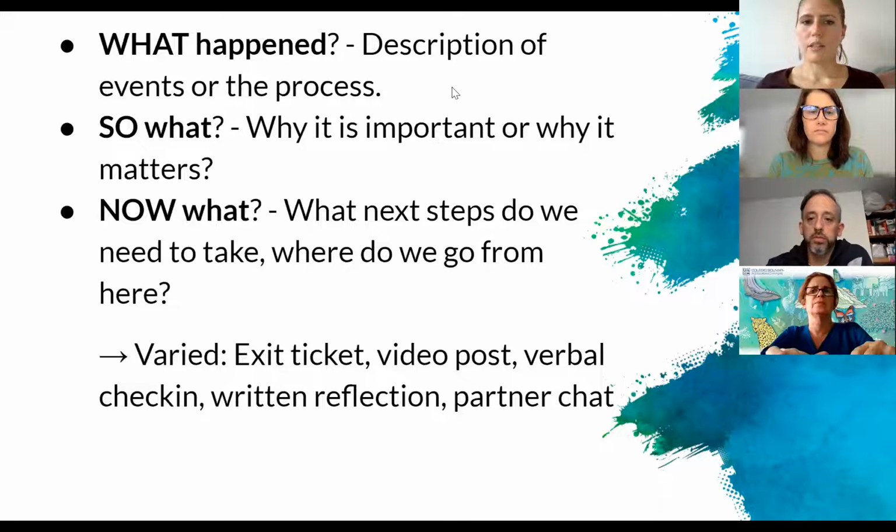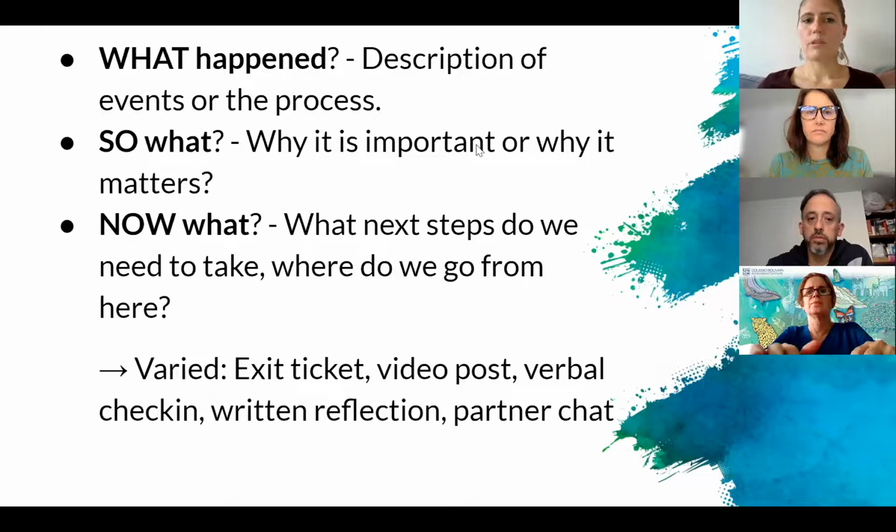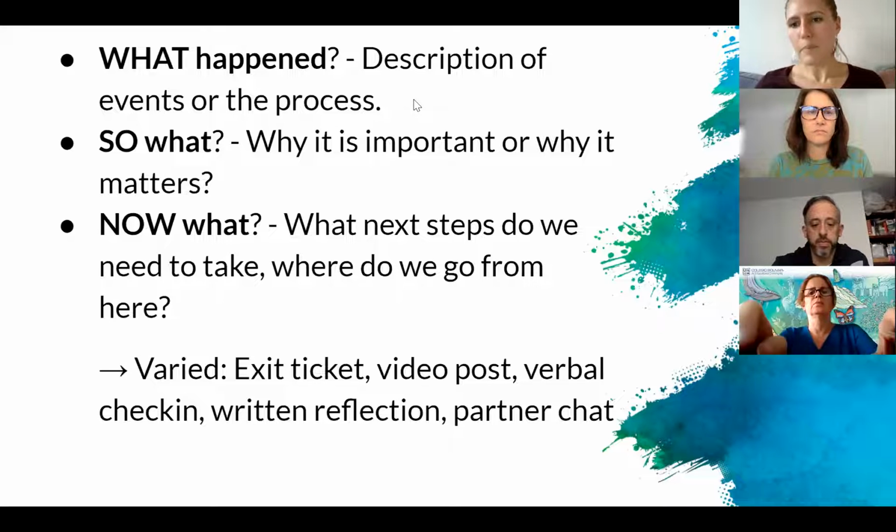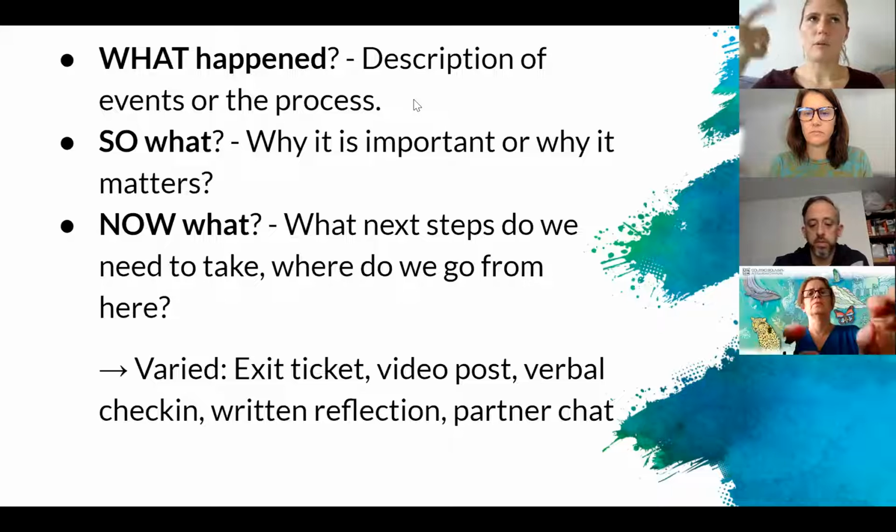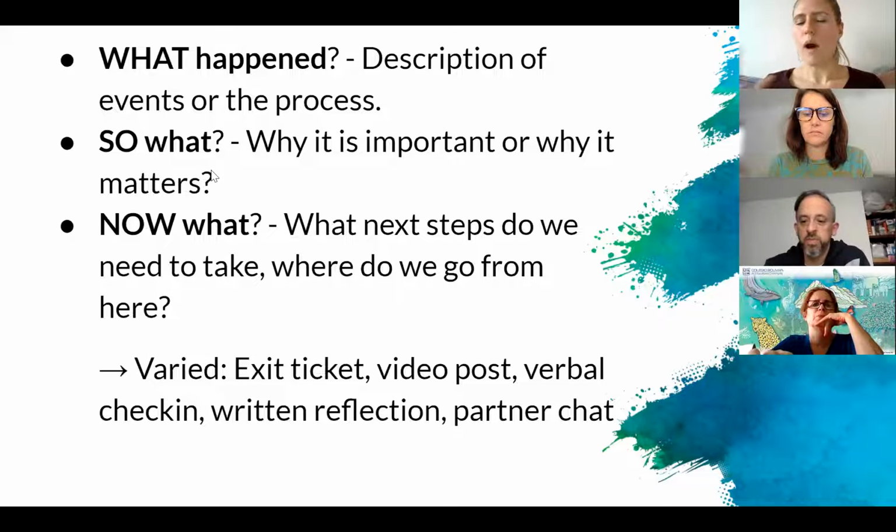So applying this, here's 3 possible types of reflection. There's a million types, but you could ask students to reflect on what happened. So think back and provide descriptions of the things that happened, reflecting. Then think about, so what? So why does what happened matter? And then now what? What will happen next? What will we do as a result of it?